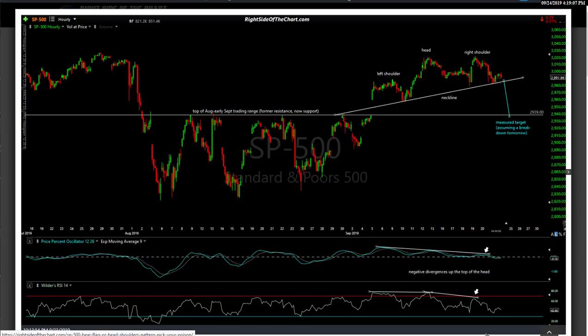The measured target, and I covered this earlier for members, of a head and shoulders pattern: you take the distance from the head. I'll draw a trend line using a drawing tool here. It's not my trend line software because I'm on a screenshot of last night's chart. Then I'll right click on TC2000, say create parallel trend line, and drag that parallel trend line, which is what I did here. To get the measured target of a head and shoulders topping pattern, you take the distance between the head and the neckline and add it to where it breaks down.